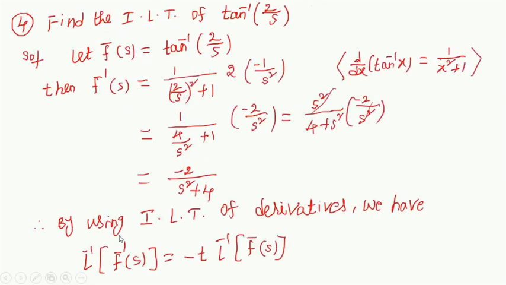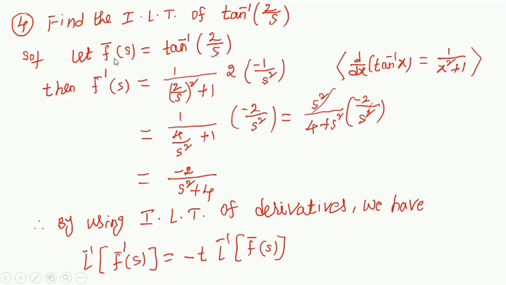Now moving to the fourth problem, find the inverse Laplace transform of tan inverse of 2 by s. So this is also similar to the third problem. What is this one? Inverse trigonometric function. So to find the inverse Laplace transform of an inverse trigonometric function, we have to use the inverse Laplace transform of derivatives property. So for this we will take the given function as f bar of s. Let f bar of s is equal to tan inverse of 2 by s.